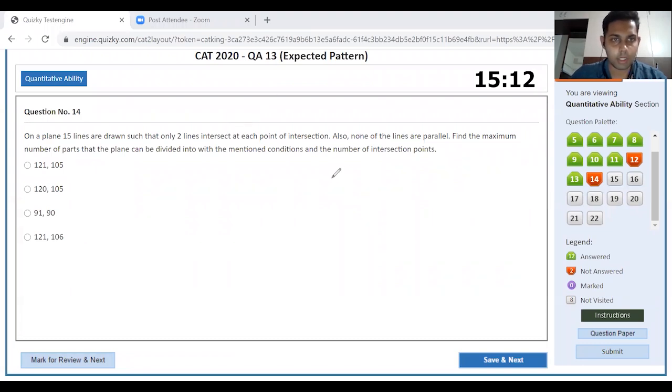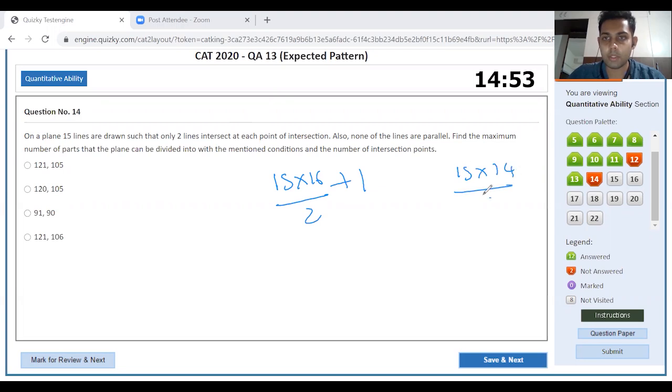Intersection. Maximum number of parts and intersection questions I think are done only in one way. That is 15 into 16 by 2 plus 1, and another n into n minus 1 by 2, that is 15 into 14 divided by 2. So let's just quickly do it. 15 into 8 plus 1 is 121 is the first thing. And 15 into 7 should be 105. So 121, 105. Simply we should know the formula and we can move ahead.